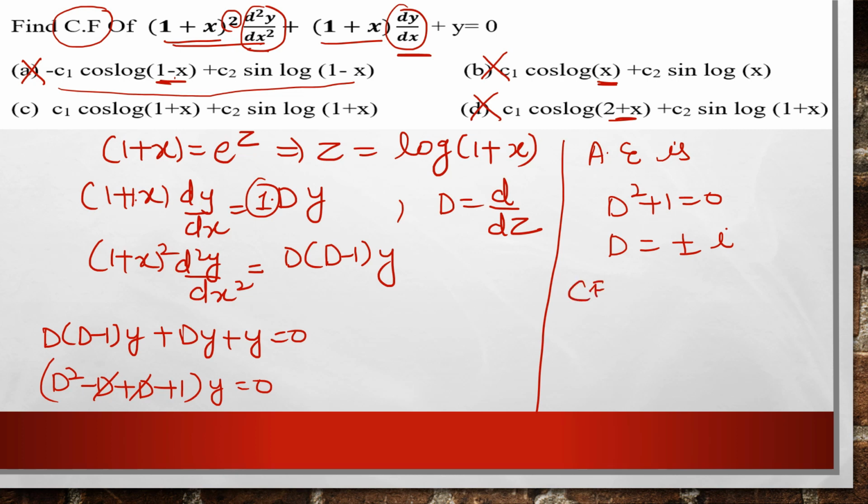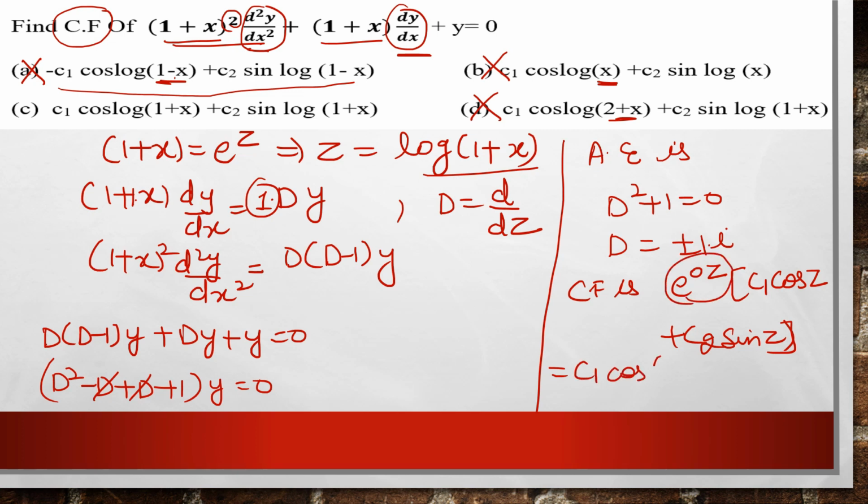So the complementary function is e power 0 z, because z is the independent variable, c1 cos z, because the imaginary part is 1, plus c2 sin z. Now if you place the value of z, what is z? z is log(1 plus x). So if you place this value, here we have log also: c1 cos log(1 plus x), plus c2 sin log(1 plus x).